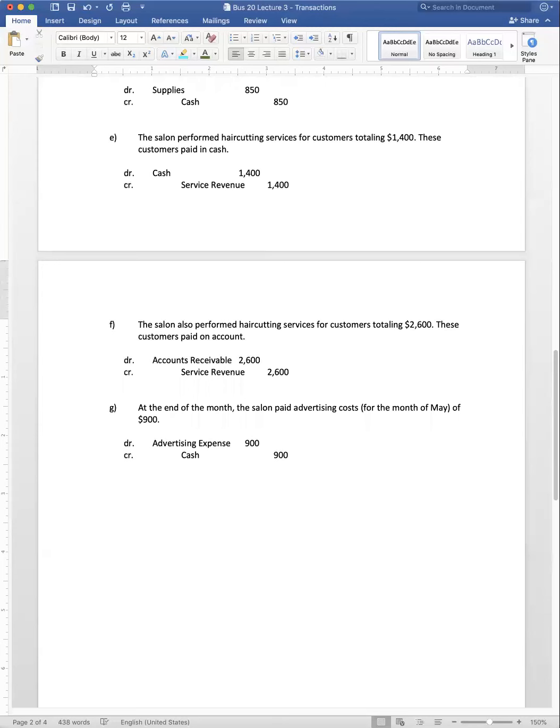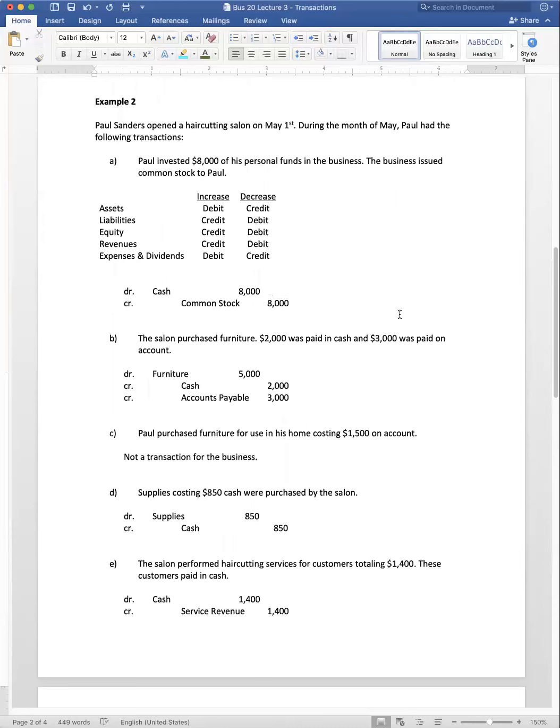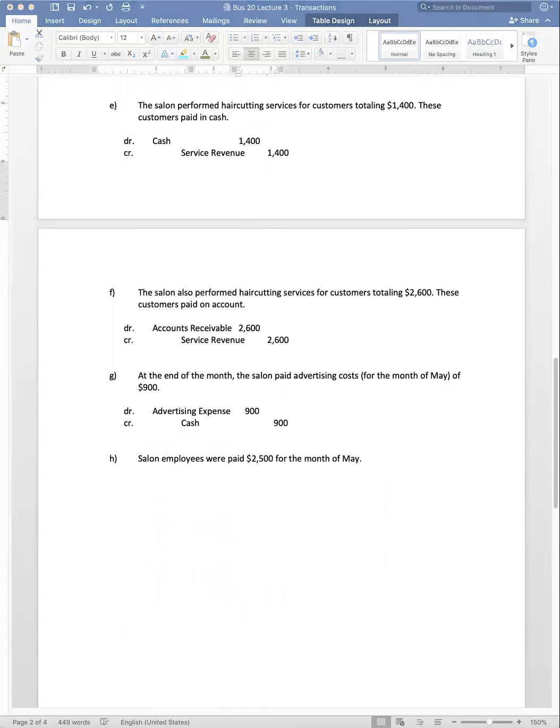Okay, let's move on to H. All right, so for H, salon employees were paid $2,500 for the month of May. Okay, well, let's get the easy part. They paid $2,500. Remember, with no other details, payment means cash. Now, cash is an asset and we're paying, so cash will be credited, decreased. So let's put that in there. We know there's going to be a debit, but we're going to credit cash.